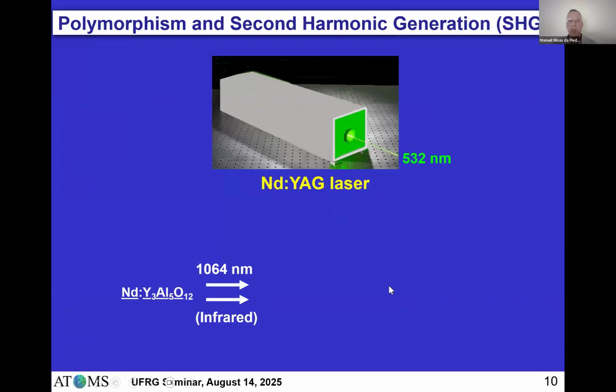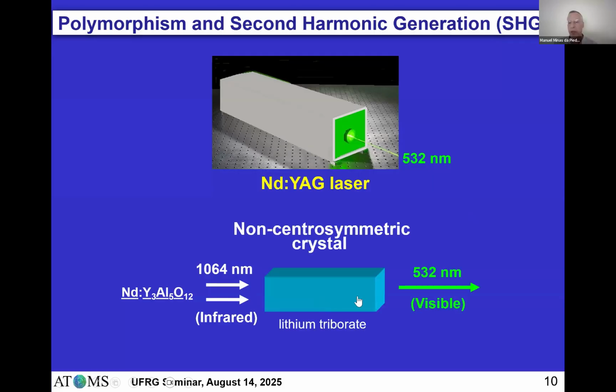Now, for another example, take lasers. In the neodymium laser, for example, the emission originally is in the infrared at 1064 nanometers. But you can make the neodymium YAG laser emit green light at 532 nanometers. To do that, you shine the infrared light on a crystal, and then green light comes off. But this crystal has to be non-centrosymmetric.